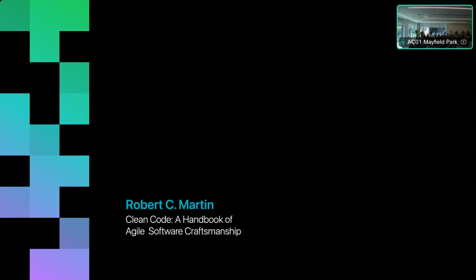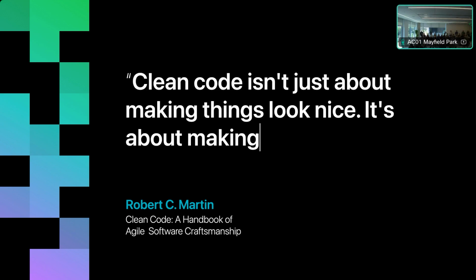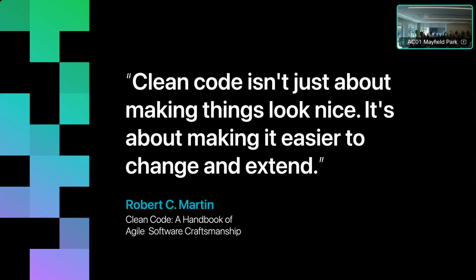So this is some of my favorite quotes. Maintainability: organization, consistency, simplicity, documented. I'm going to talk about realistic as well, but this is a great quote from a man referred to as Uncle Bob, apparently, and he is one of the founders of Agile software development. It's not about making it look nice. It's about making it easier to change and extend.